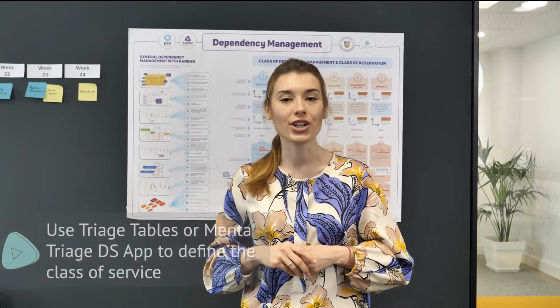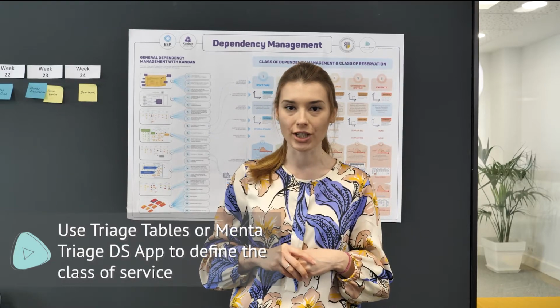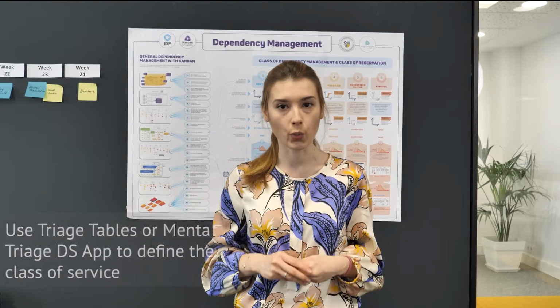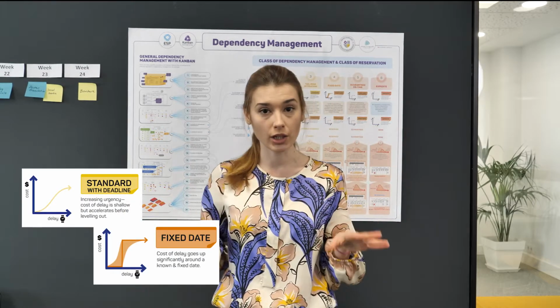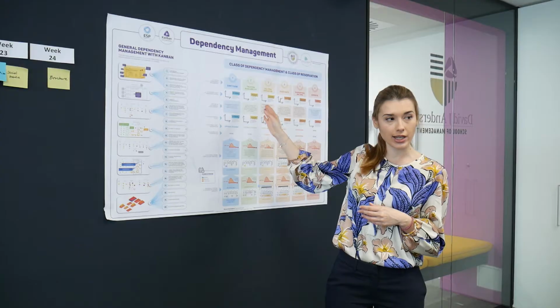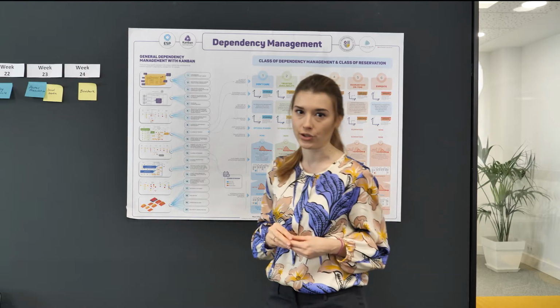First, use Triage Tables or Menta Triage DS App application to define the class of service of your work item. If it is anything else than standard with deadline or fixed date, you can leave dependencies alone and let the natural flow of your Kanban system take care of it. If it is standard with deadline or fixed date, you may need some extra steps.